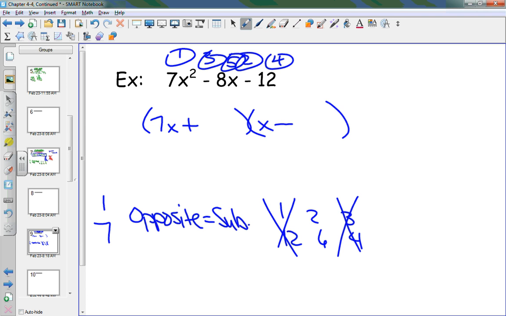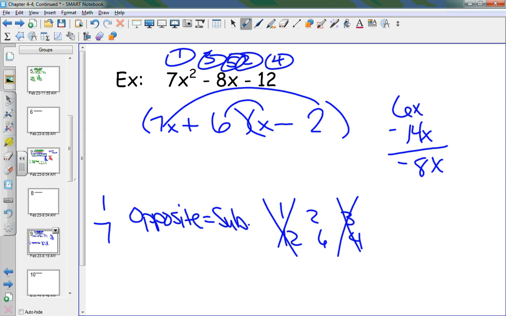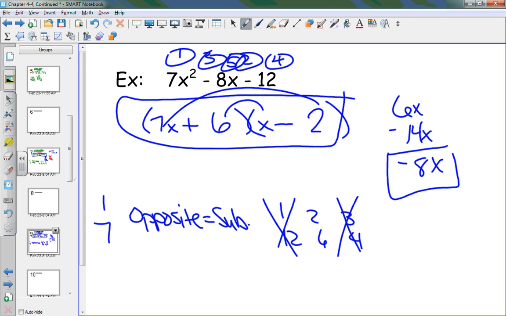Now, do I want to put a 6 in this spot? Why? Because 6 times 7 gives you 42. I don't want a big number like that. So if I use these, I'm going to have to put the 6 over on the left-hand side and the 2 on the right-hand side. Does that make sense? So I check inner, that gives me 6x. I check outer, that gives me a negative 14x to give me negative 8x. Is that what I wanted? Yes. So therefore, I know that this is right. Do we understand that?